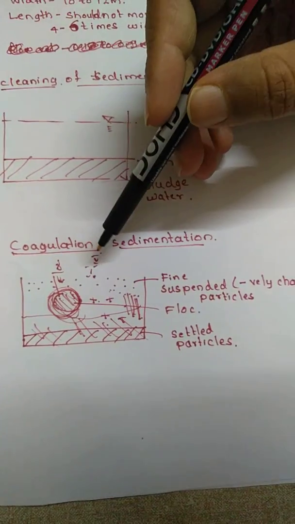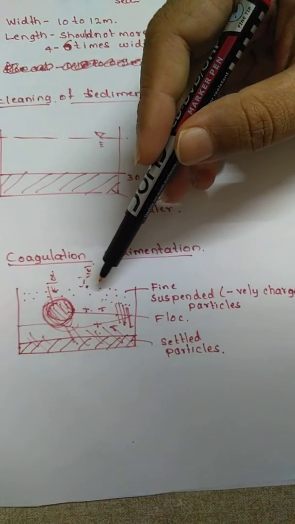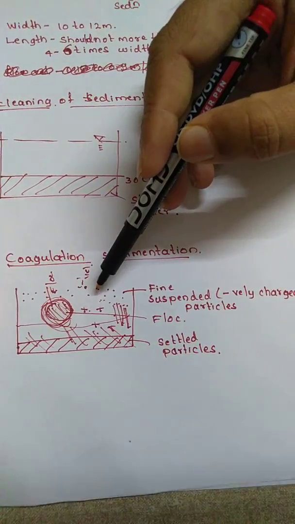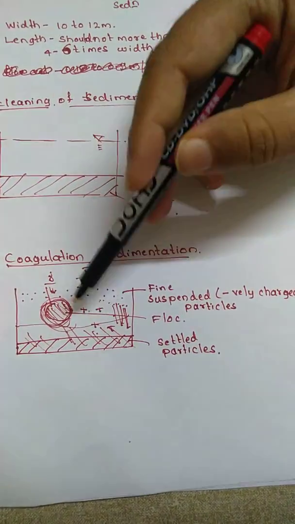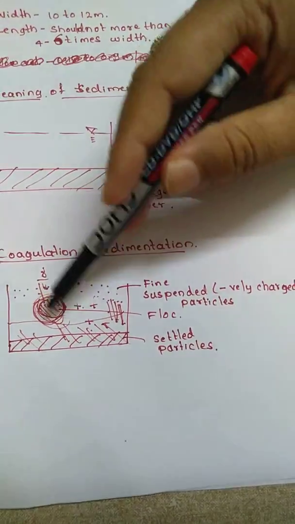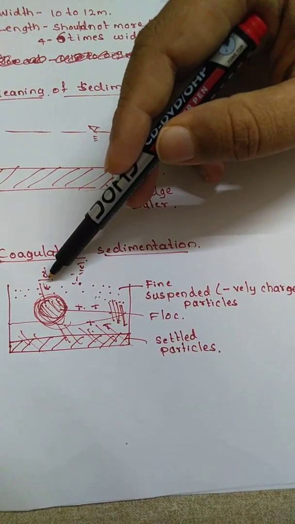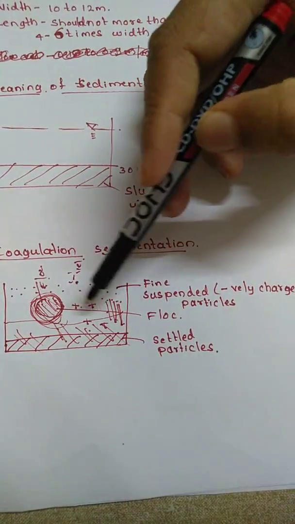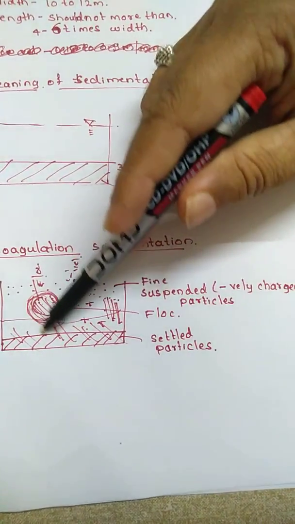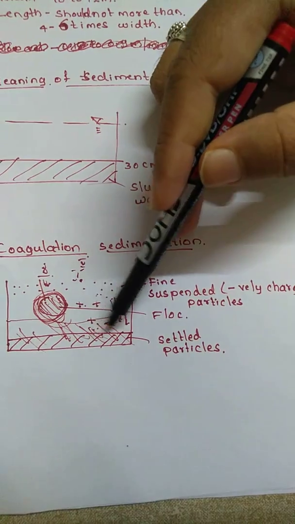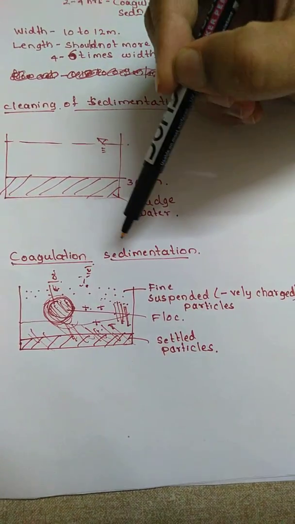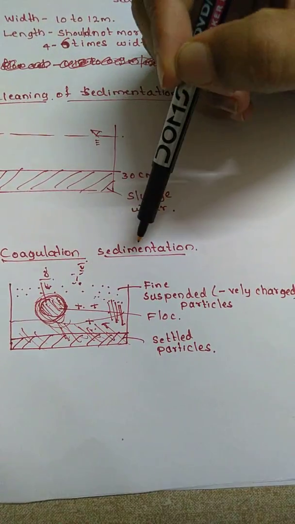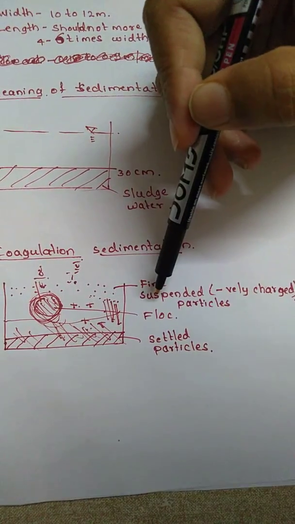I will repeat, when we add the coagulants, they are positively charged and the impurities are negatively charged. When we add these coagulants, they form the ball like structure, and this is called a floc, and the floc is going to settle down at the bottom. Now the particle is going to increase in size and it can be easily removed. This process we call coagulation sedimentation, or we call it the flocculation process.